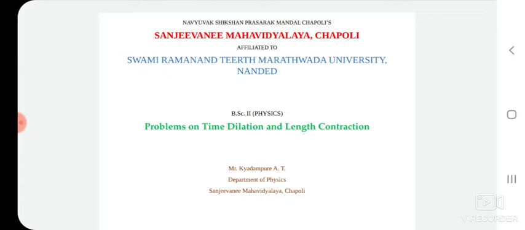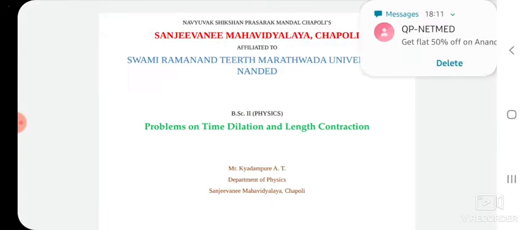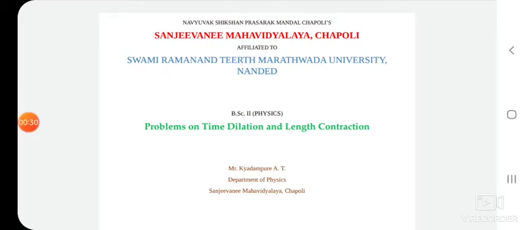In the last lecture, we discussed the length contraction and time dilation phenomena. Now, in today's lecture, we are going to extend that topic and solve some numerical problems related to time dilation and length contraction, as well as some problems with Lorentz transformation and Galilean transformation. Okay, we will solve one by one.